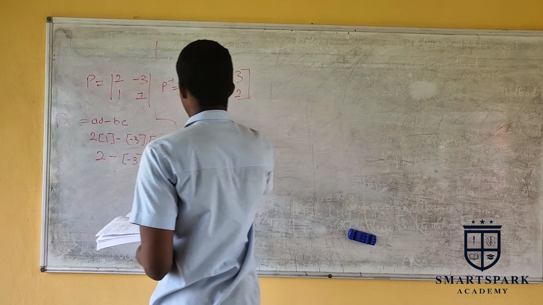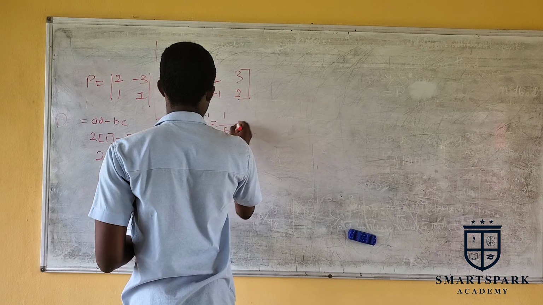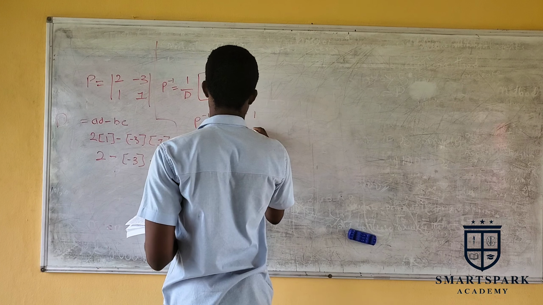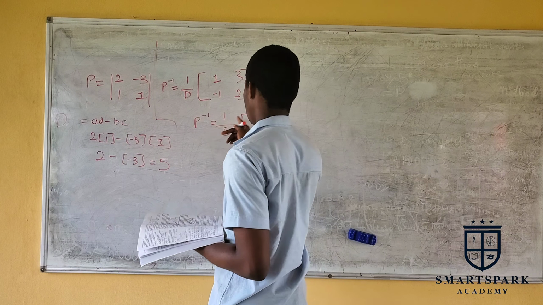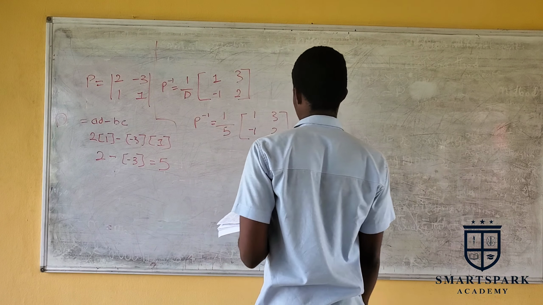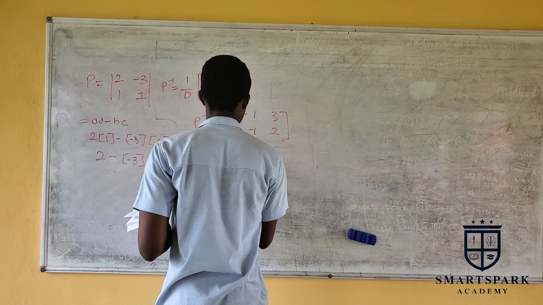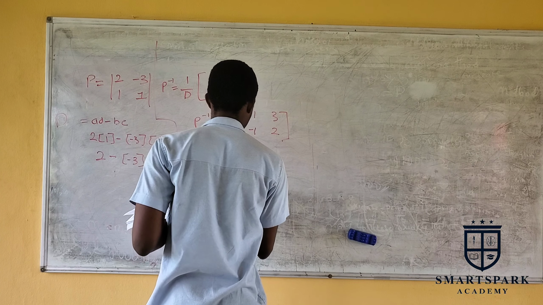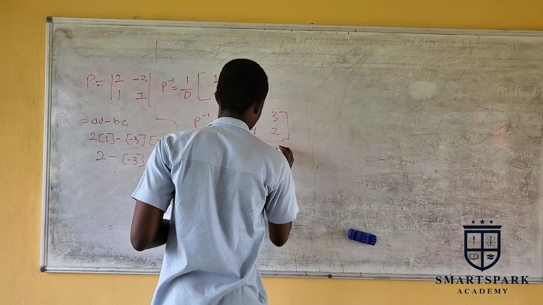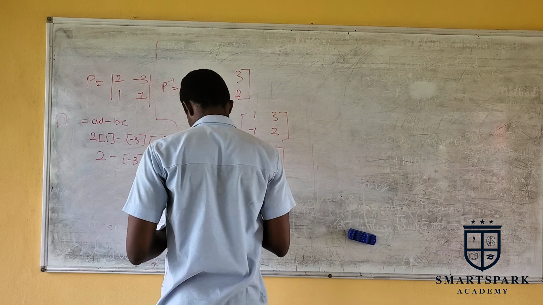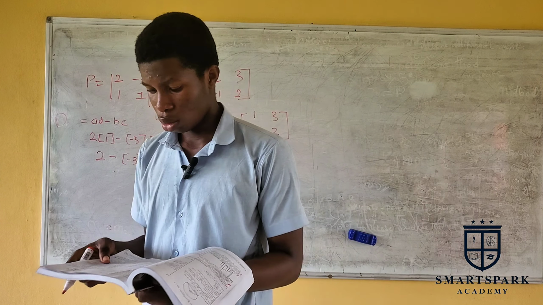So now the P inverse is equal to 1 over 5, 1 minus 1, 3, and 2. So now we are going to multiply each individual unit in the cell by it. This is 1 over 5, minus 1 over 5, 3 over 5, and 2 over 5. So that is the answer for question 37.